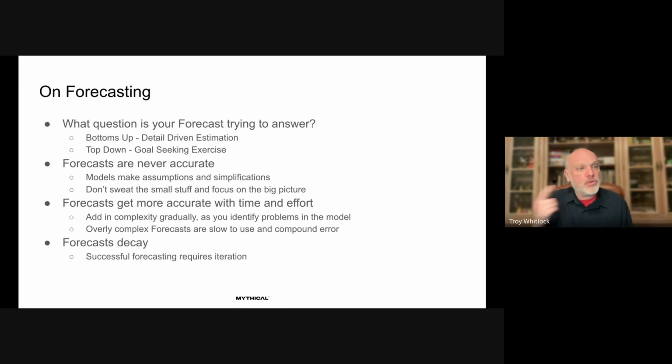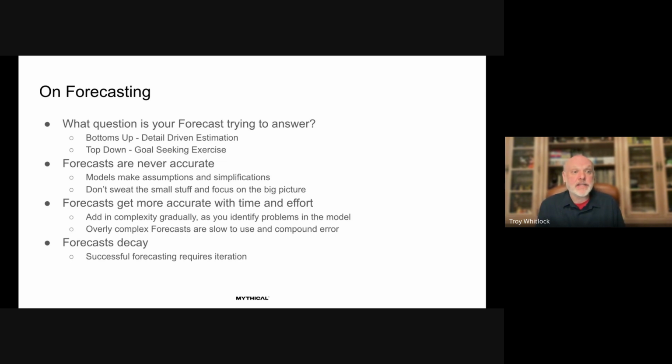As your forecast gets better, it's going to grow in complexity. As you identify problems in your model, you're going to be like, oh wow, I really under-forecast how this particular feature was going to retain users. And it may make sense to then change how your model works to incorporate some new insight that you have. But again, be careful not to build an overly complex forecast.